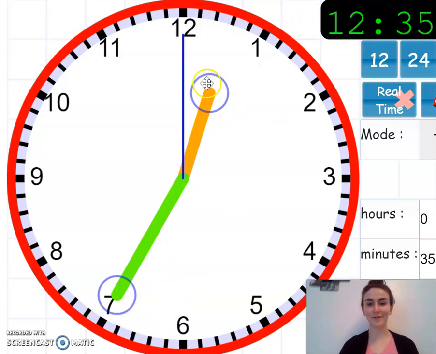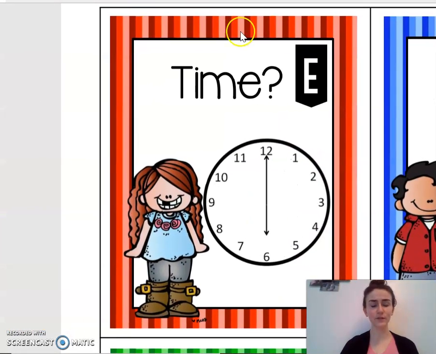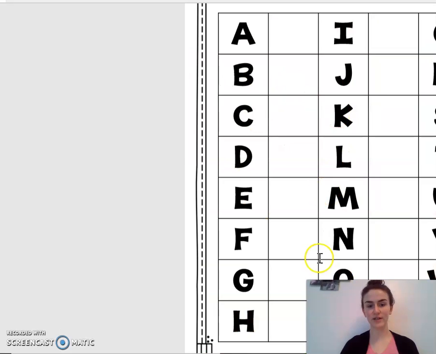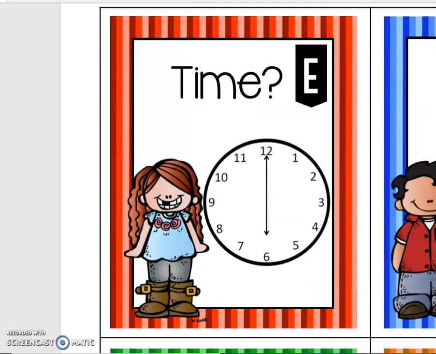Beautiful. All right, guys. So I'm going to have you now go to your task cards, okay? And we are going to be working on the first one here. So we're going to work on task card letter E. I want you to tell me what time is on this task card, okay? So this is our short hand, it's pointing down to the 6, and the long hand is pointing up to the 12. So please write down on this sheet in letter E right here what the answer is. Okay, I'll give you a minute to work on that.